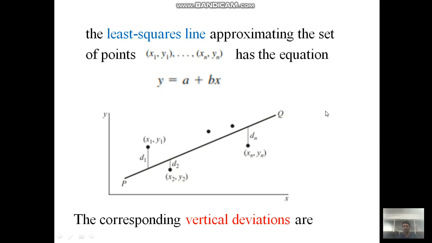say y is equal to ax plus b, or sometimes a plus bx. So these are the x axis and y axis, and we have to find the equation of line pq which is the best fit to each and every endpoint. Next we have to talk about the corresponding vertical deviations, that is d1, d2 and so on up to dn.